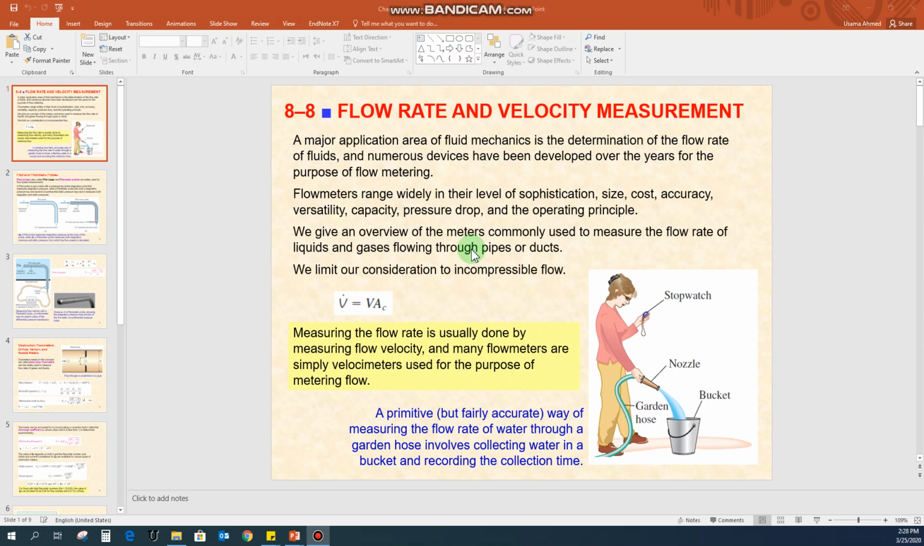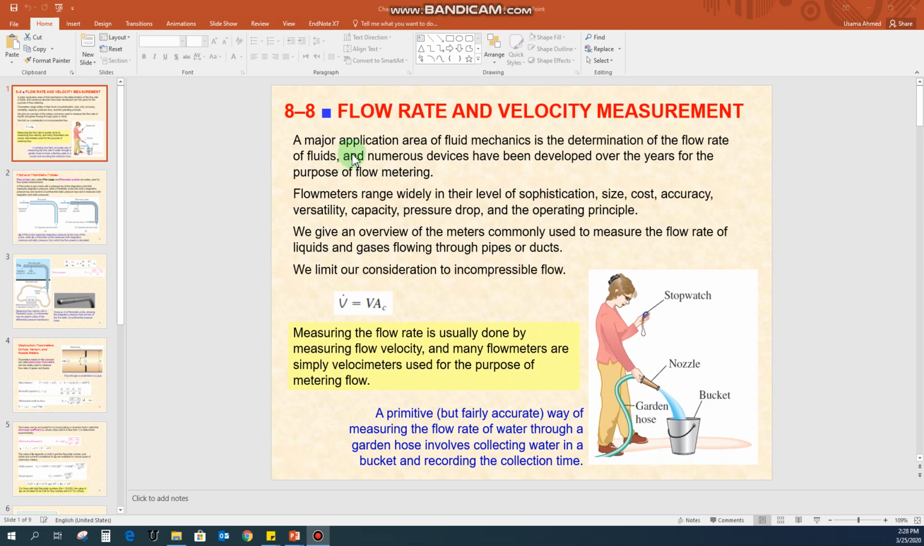We will be using some of the concepts that we studied in chapter number 5 about the general energy equation, and then we will use some of the ideas that we studied in chapter number 8 earlier. So let's see what we have here. Let's start with this one, flow rate and velocity measurement.